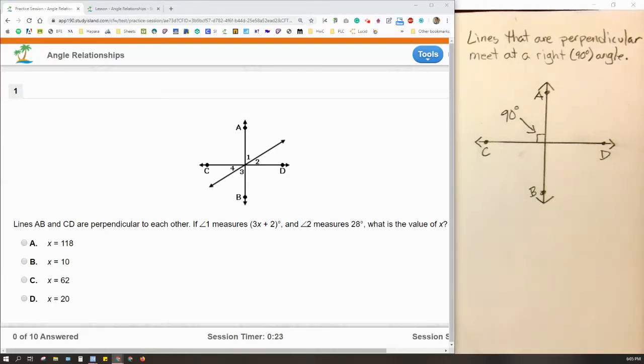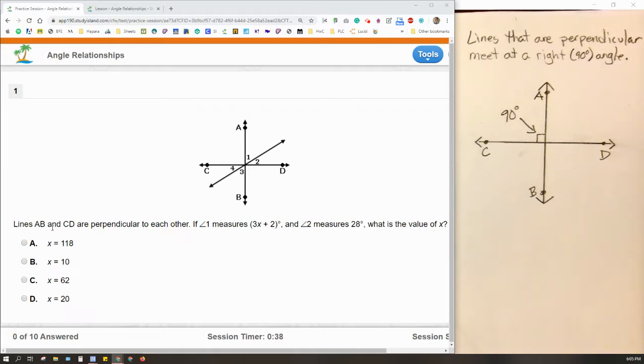This is the video for angle relationships. Number one, lines AB and CD. First of all, it's called line AB because the line passes through point A and point B. Same thing for line CD, it passes through point C and point D.